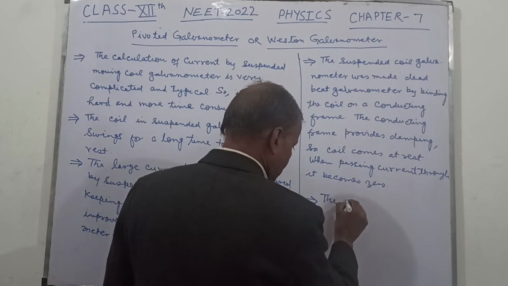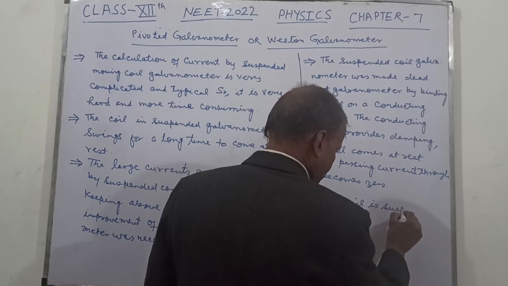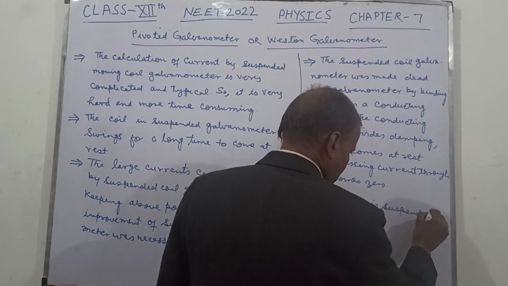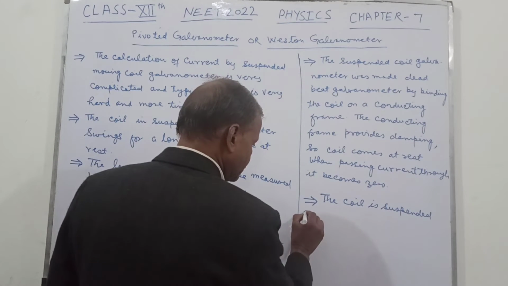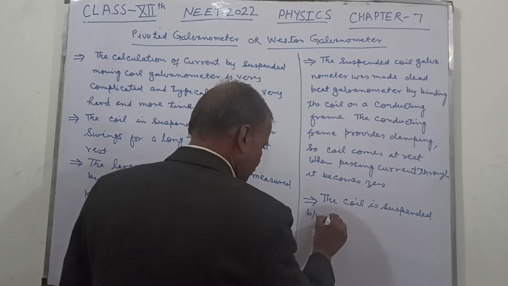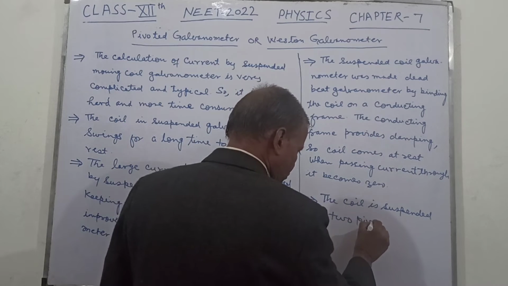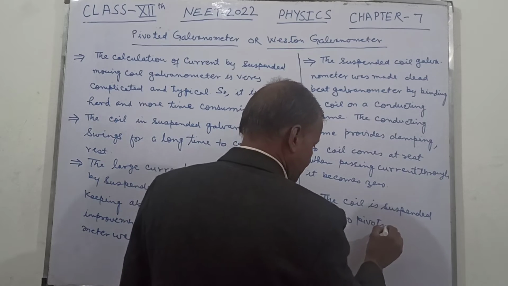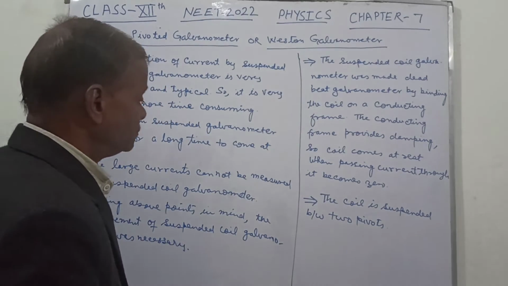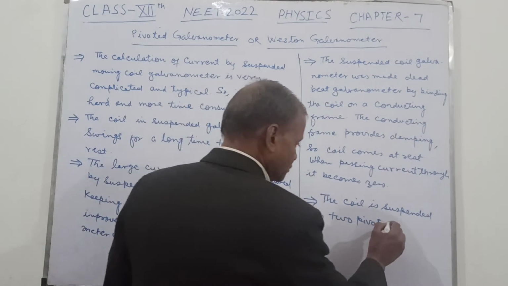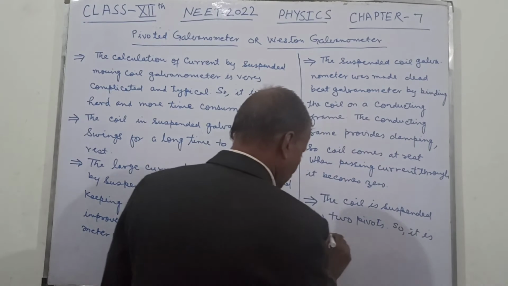The coil is suspended between two wires. So it is called the pivot galvanometer.